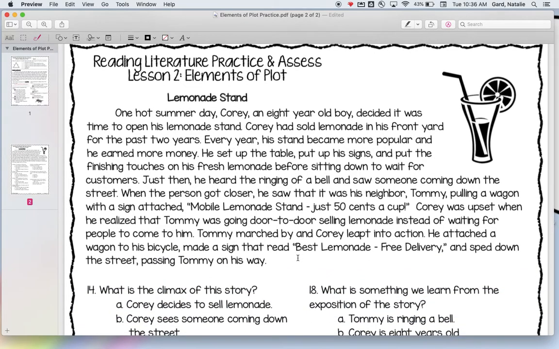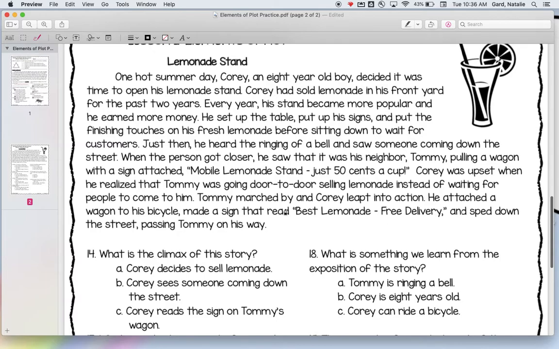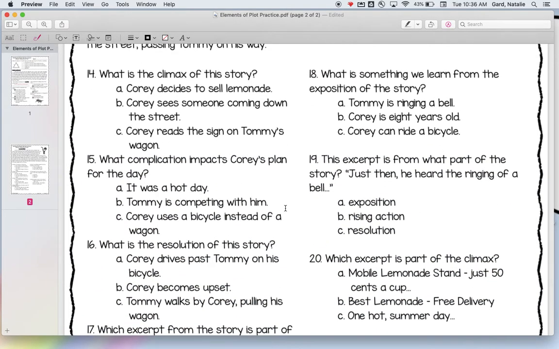So the second story was about a lemonade stand. And again, you've already read the story. I'm not going to reread it, but we are going to go down here and go over the answers again. So 14, what is the climax of the story? I'm not going to take as much time explaining the questions at this point because we've talked about those a lot. So we're just mostly going to focus on going over the answers. That way we can double check and see how we did.